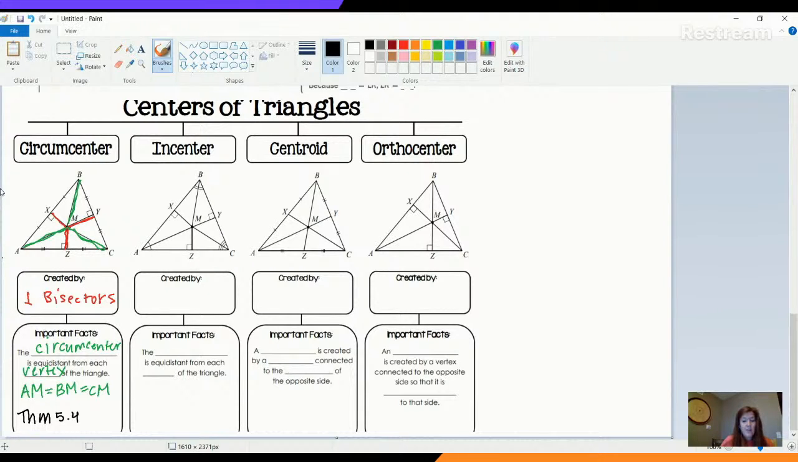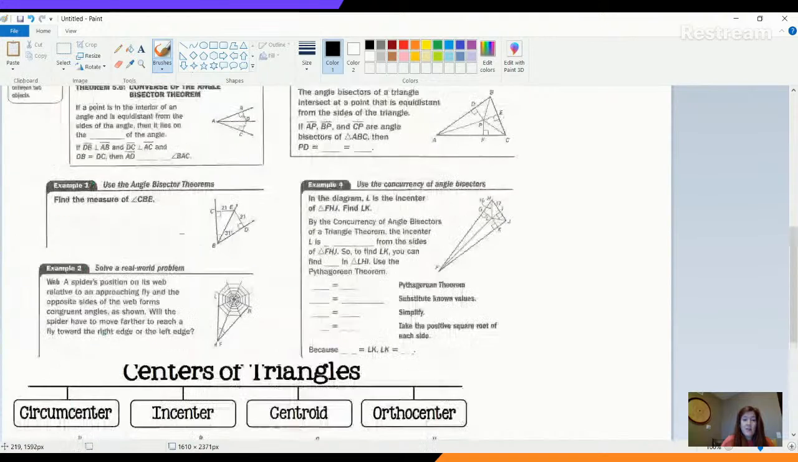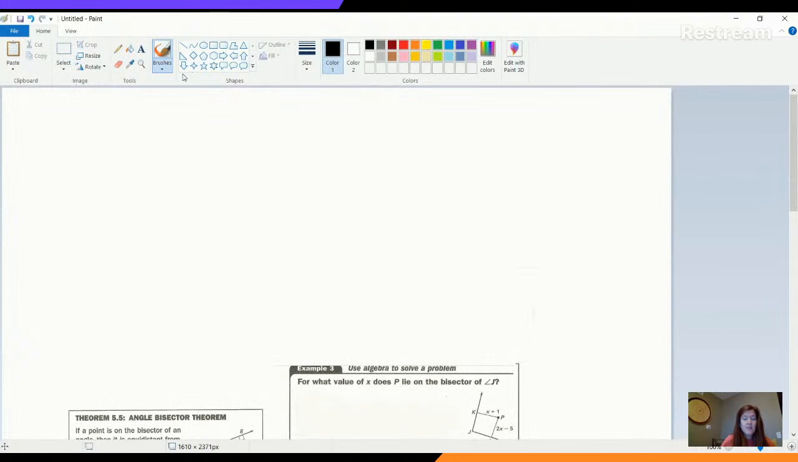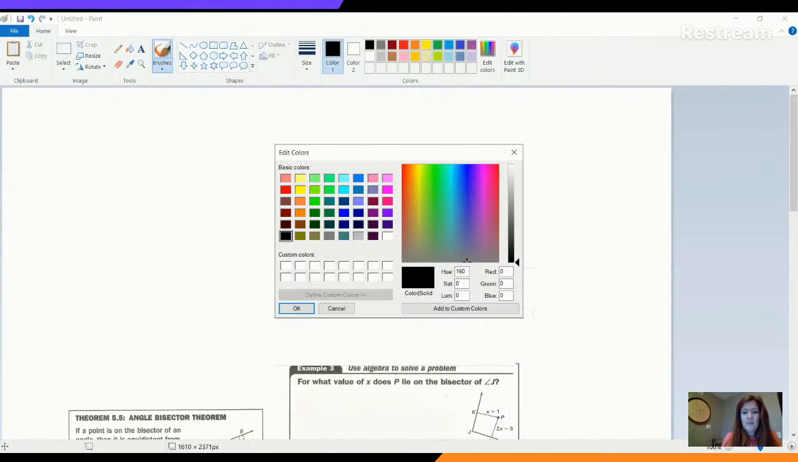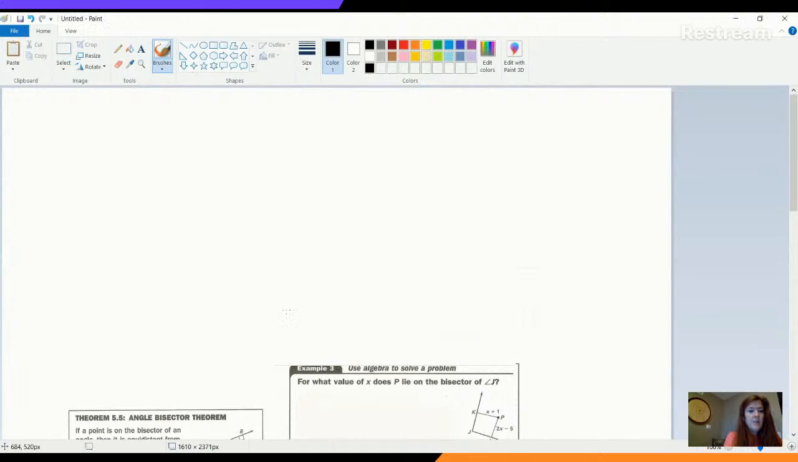Now we're going to start into 5.3. 5.3 is going to feel very familiar. So in 5.3, we're going to talk about angle bisectors. All right, so we're going to go to 5.3. And we're going to be talking about angle bisectors. So we actually already have a definition of what an angle bisector is.